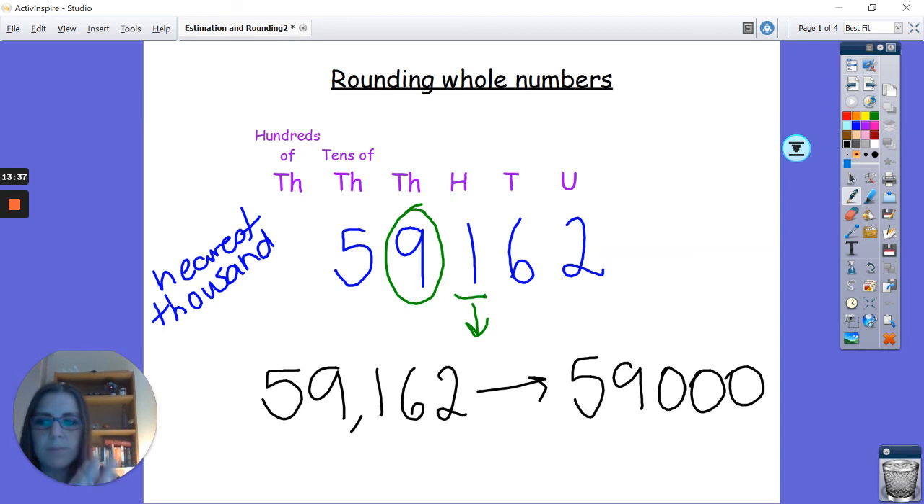For some examples, that will have a knock-on effect, like the one on the board just now. 59,000, if we did have a number larger than 1 in this hundreds column here, then that would have a knock-on effect. 59,000 would need to go up to 60,000. But because it was a 1, for this example, it stayed as 59,000.